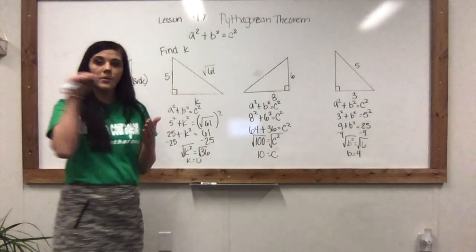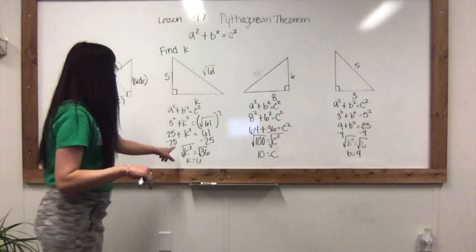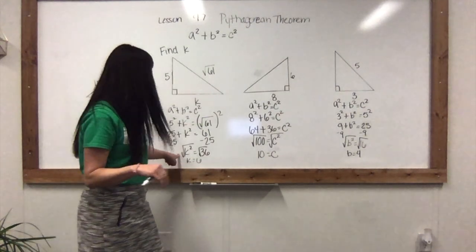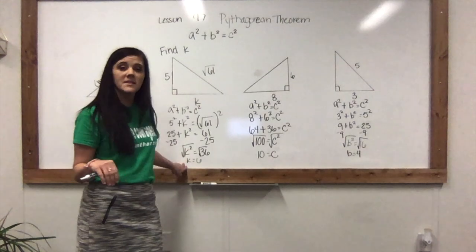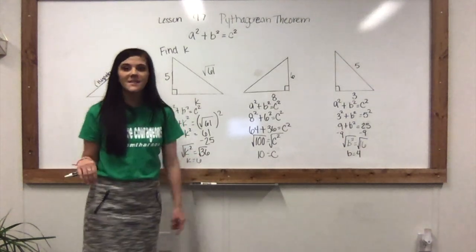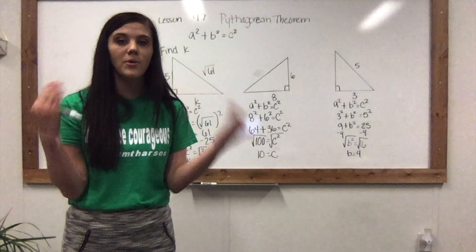And then we find the square root of both sides. So the square root of K squared is going to just give us K. The square root of 36 is going to give you 6. Okay, and we know it's going to be positive.